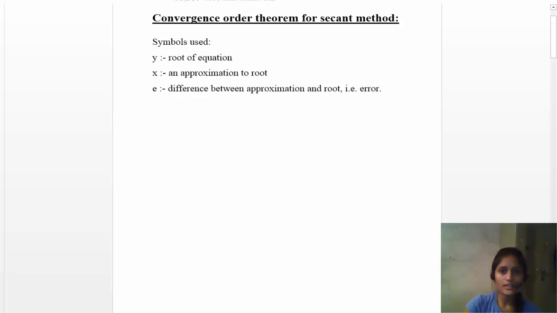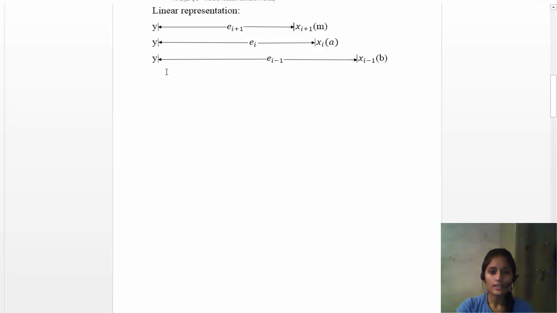Here are some symbols used in the theorem. Y is the actual root of the equation. X is the approximation at some step. E is the error at that step, that is the difference of y and x. Here is the linear representation of the roots with the roots approximation towards the actual root.